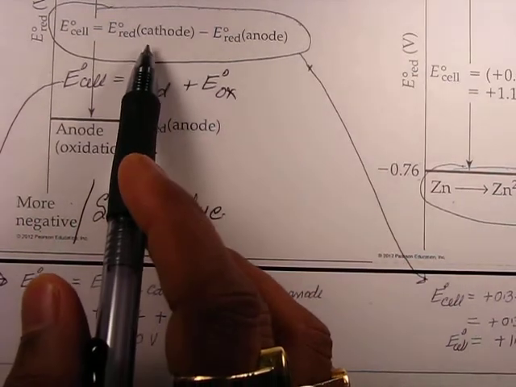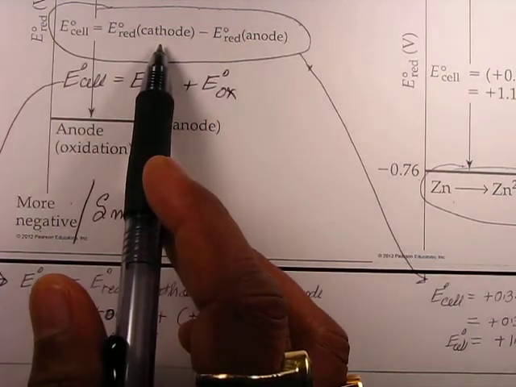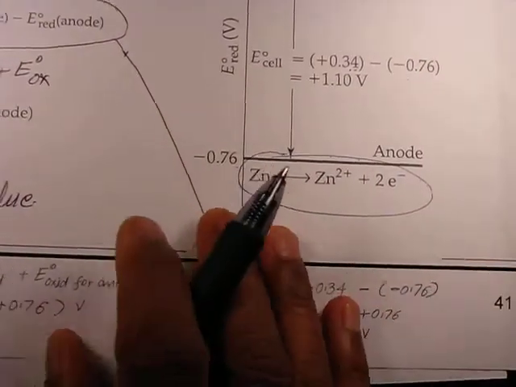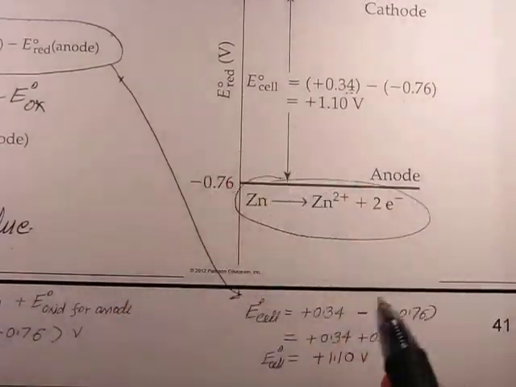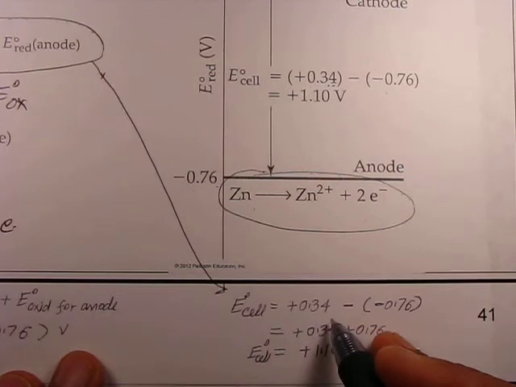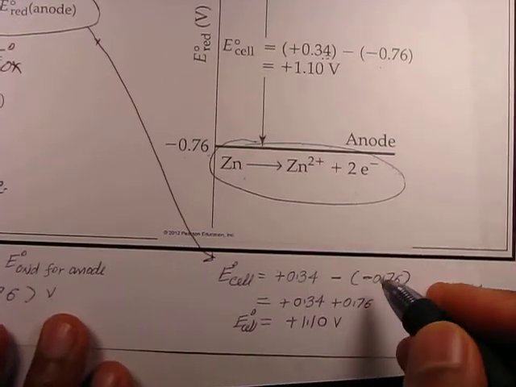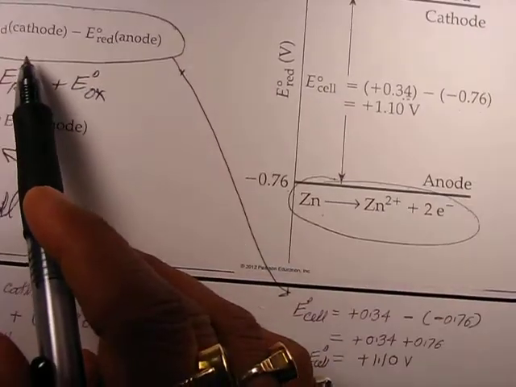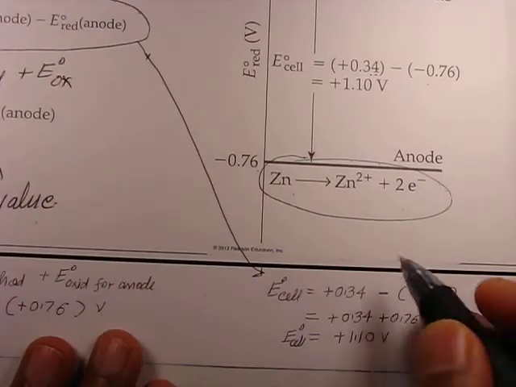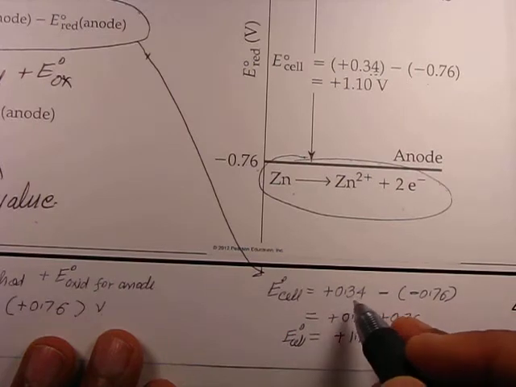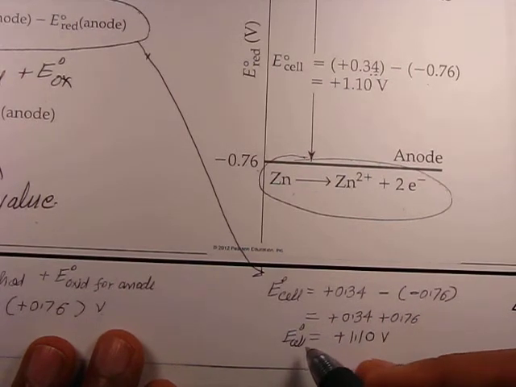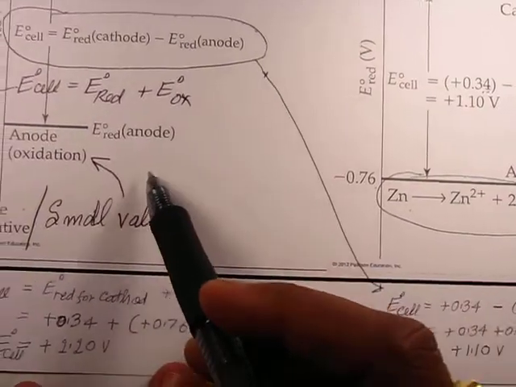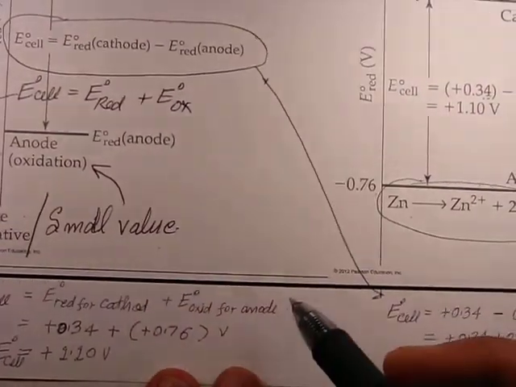This will give us a positive value of E cell, 1.1 volt. Another method is to utilize this formula: E cell equals E reduction of cathode minus E reduction of anode. So, let us use this one. For the cathode, which is copper, the value is plus 0.34, and then minus, without changing anything, we are subtracting the reduction potential of the anode, which is negative 0.76. Once we open the parenthesis, this will become plus, and you can see the E cell will again be plus 1.10 volt.